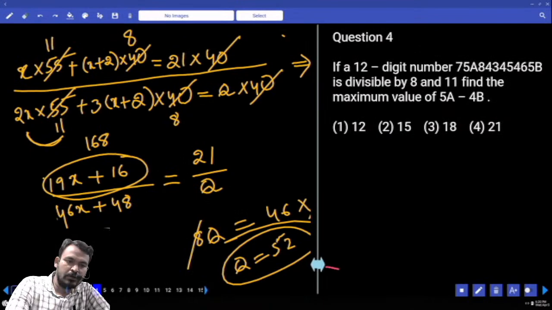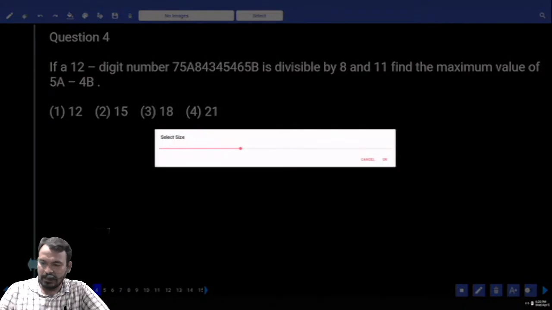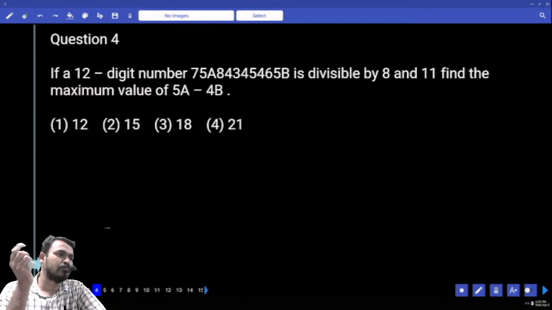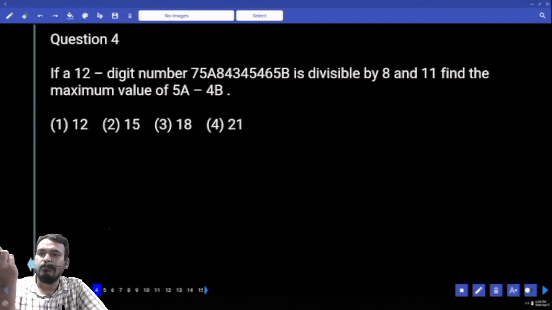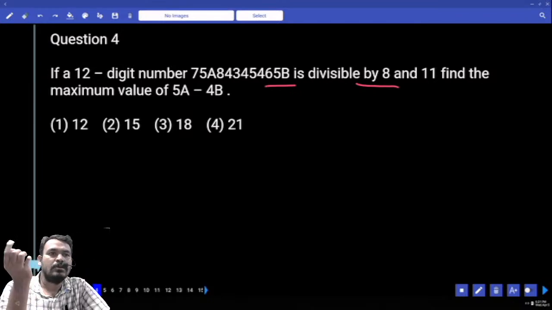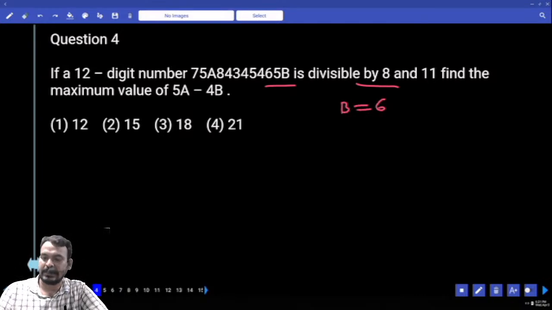Next question number 12. If a 12 digit number is divisible by 8 and 11, what is the maximum value of 5a minus 4b? Maximum value is required means a, b values are minimum or maximum? Minimum or not? Difference we require maximum means those values must be minimum. First, divisible by 8 means verify the last 3 digits or not. 6, 5, 6 or not? Means b value must be how much? 6. B value 6. Again we require divisibility of 11 or not?